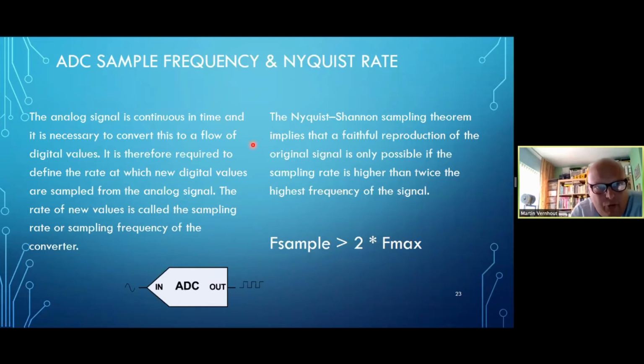If we start to sample, we know some errors are made on the vertical axis, the value axis. We also look at time sampling. For a faithful reproduction of the original signal, that's only possible if the sampling rate is higher than twice the highest frequency of your signal. Otherwise, you're undersampling and you might not know precisely what your signal looked like. Most signal processing assumes that you're sampling fast enough.